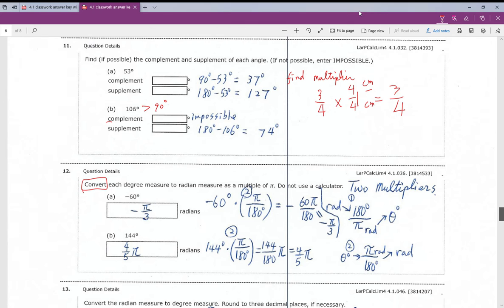And right now, if you have negative 60 degrees and you want to change it to radian, how do you do that? This multiplier needs to be very, very special. How special is it? Let me tell you a secret, and pay attention, then the rest of the question will become easy. So you want to choose a good multiplier.